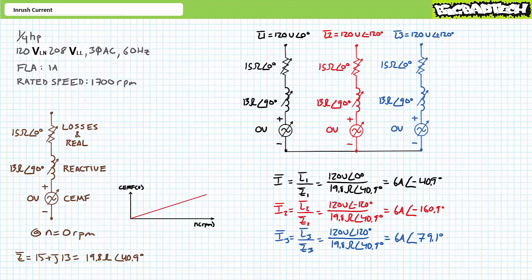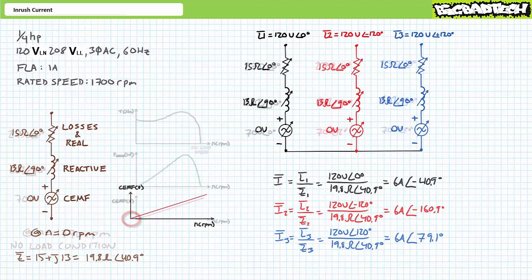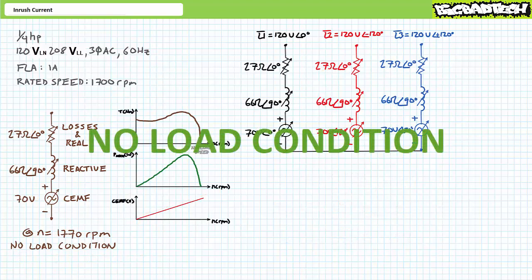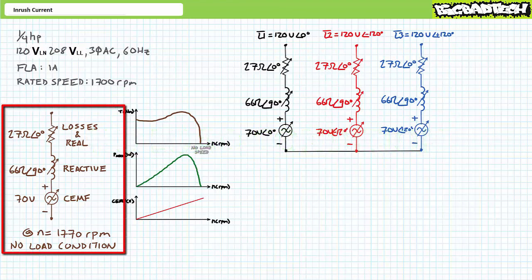Each winding experiences full voltage because counter-electromotive force does not exist with the motor at rest. A massive surge of current occurs because nothing opposes full voltage. Luckily, this phenomenon is temporary. After the inrush phenomenon occurs, the motor accelerates to the no-load speed of, let's say, 1,770 RPM. While doing so, not only do the real and reactive components change, so too does the counter-electromotive force produced as a result of increased rotational speed.